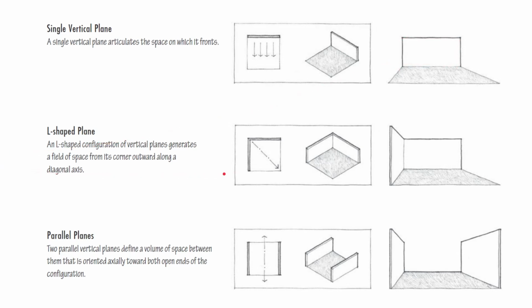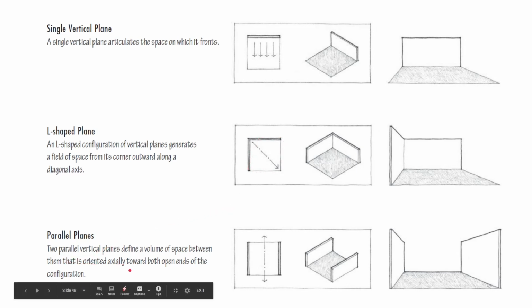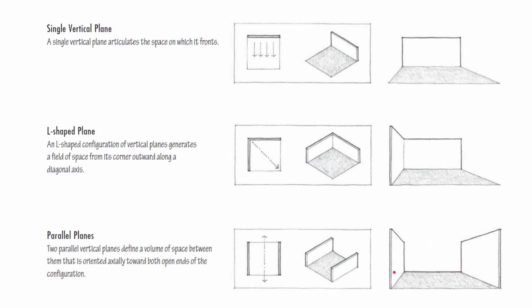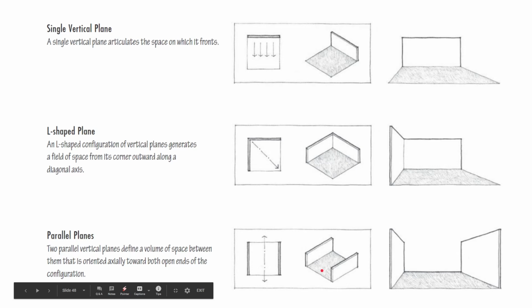And then the L-shaped plane. So an L-shaped configuration of planes generates a field of space from its corners. So this is what your L-shaped plane would look like, in perspective, in orthographic, and in plan. So you have your parallel planes. Two parallel vertical planes define a volume. So this is your two parallel planes, which defines the volume of the space. So basically, it constrains the other side while opening up the two ends. So as described here, portrayed there.